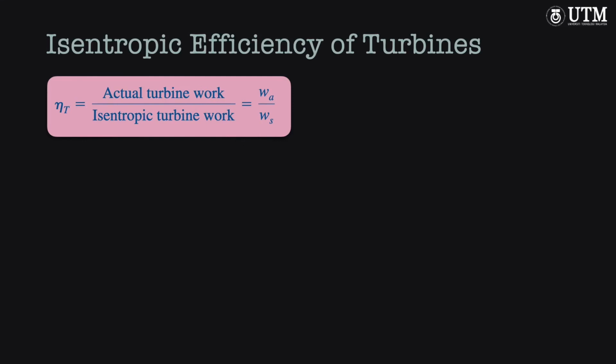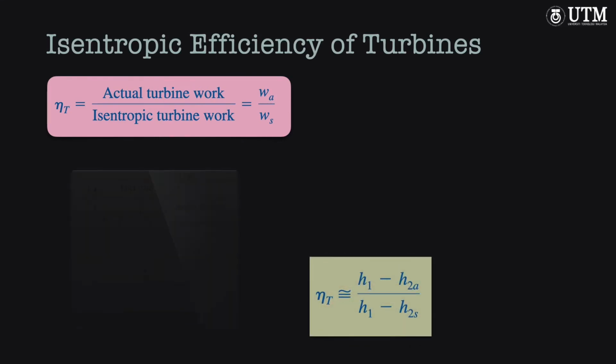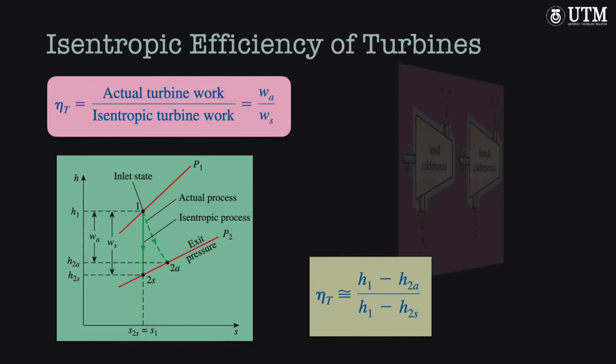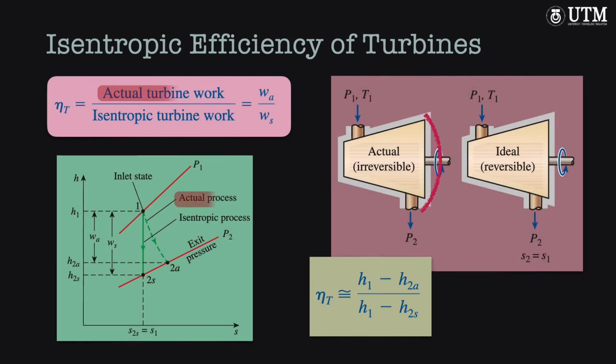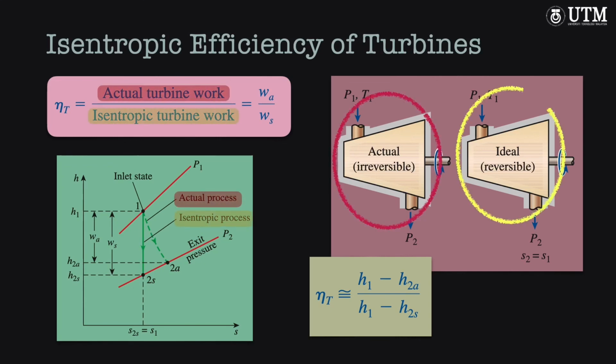Usually, the changes in kinetic and potential energies associated with a fluid stream flowing through a turbine are small relative to the change in enthalpy and can be neglected. Then the work output of an adiabatic turbine simply becomes the change in enthalpy. h2a and h2s are the enthalpy values at the exit state for actual and isentropic processes, respectively.